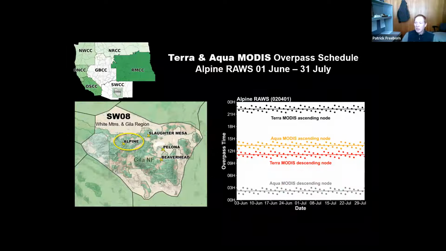Now, keep in mind that's Terra because MODIS also flies on board Aqua. So in combination, Aqua MODIS and Terra MODIS fly over the Alpenrose or any location across the United States 4 times daily, twice during the daytime and twice during the nighttime.